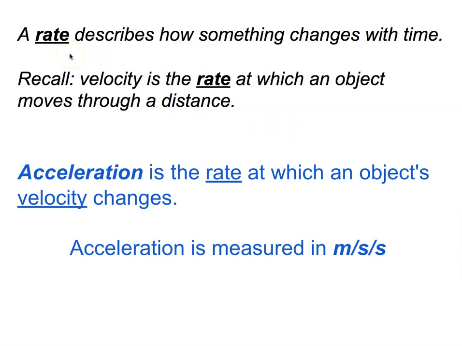Which brings us to the idea of a rate. A rate describes how something changes with time. You can recall velocity is the rate at which an object moves through a distance. In this case, acceleration is the rate at which an object's velocity changes. And we can measure acceleration in units called meters per second per second. Or in other words, how many meters per second faster a car is going each second.